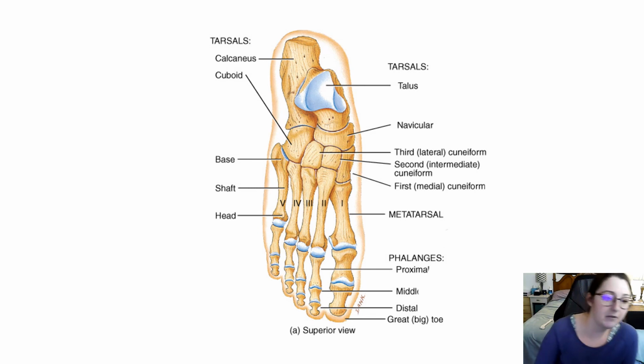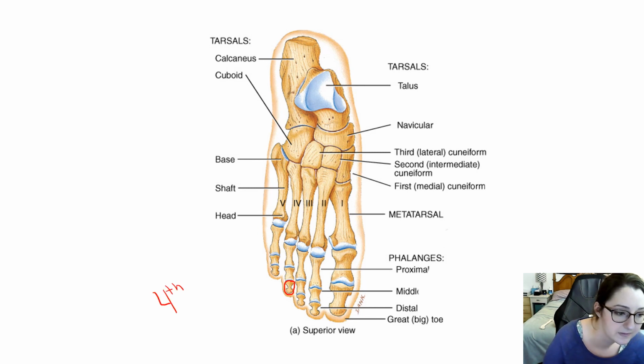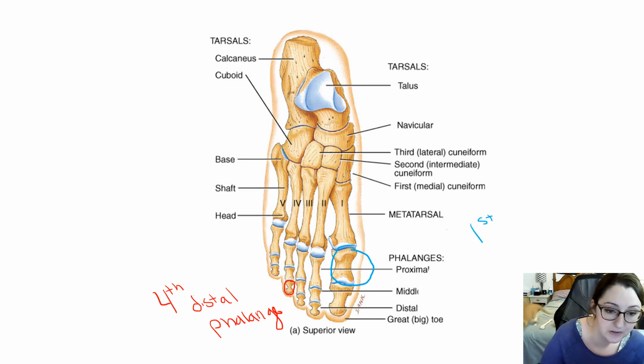So, if I were to ask you, what is this bone right here? You would say that is the fourth distal phalange. Let's try another one. This guy right here. That is the first proximal phalange.